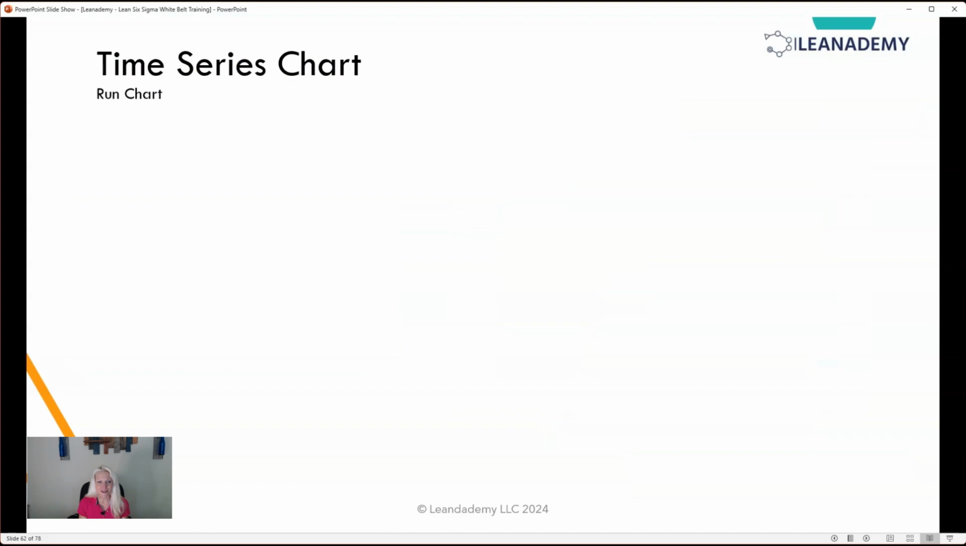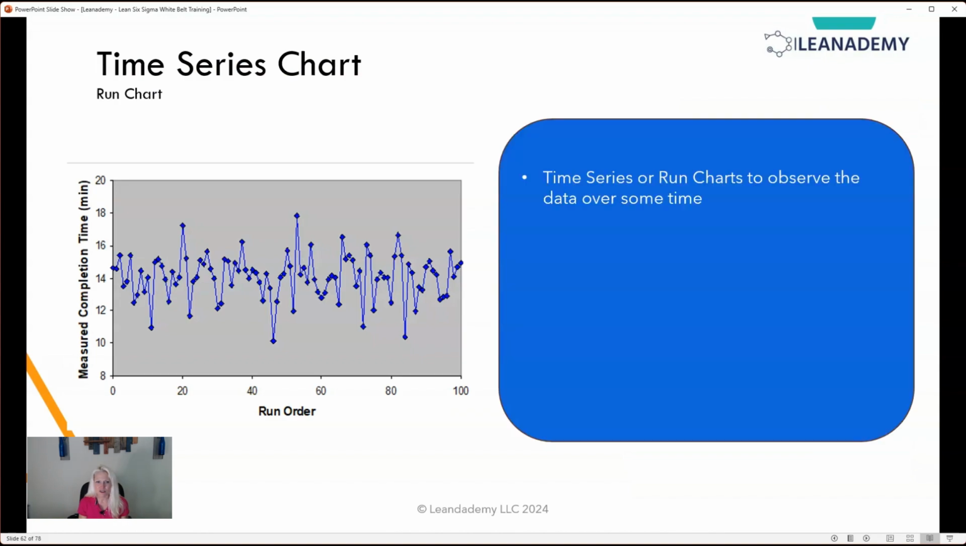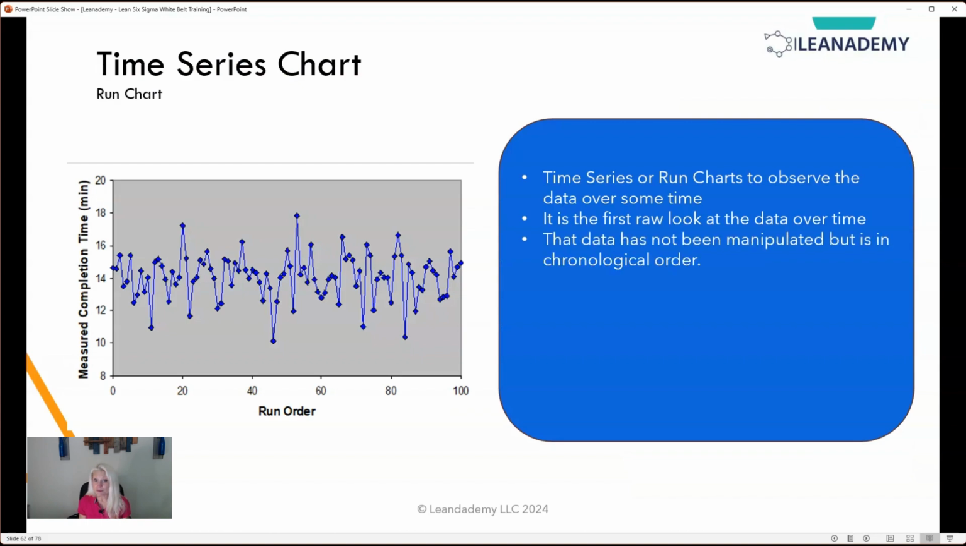And then we're going to take a look at a time series chart. A time series chart is just a very basic chart. Time series or run charts observe data over some time. It's really the first raw look at data over time. So instead of plopping it into a control chart, maybe a green belt or a black belt will look at it just as a run chart to see what's going on. The data has not been manipulated, and it is in chronological order.